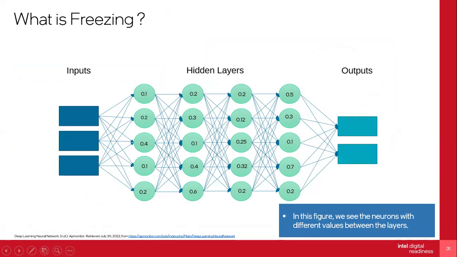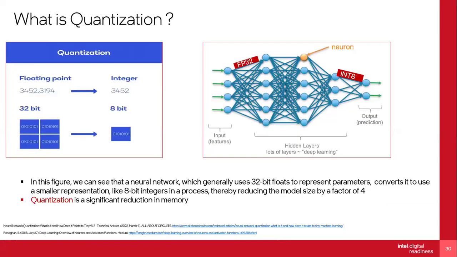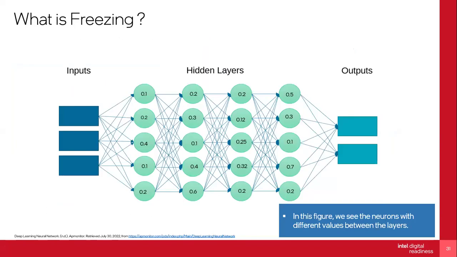Yes. So what is meant by freezing, dear? Freezing is removing the extra data, operations that are no longer required. Yes. So whatever the extra data are there, it's going to remove, and then finally it's going to give you output. That is called freezing. So here, three data inputs we have given, but finally it's keeping only two inputs, right? So this is how freezing works.